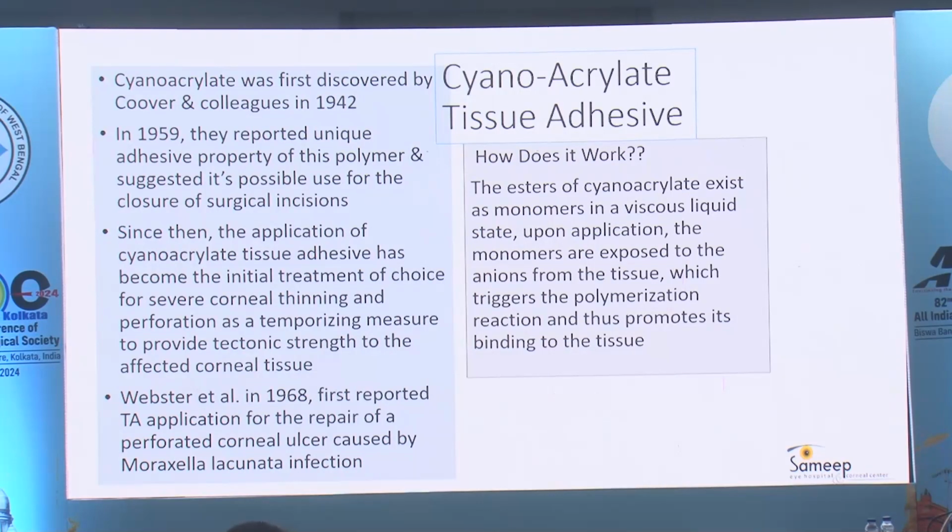So how does it work? The esters of cyanoacrylate exist as monomers in a viscous liquid state. Upon application, the monomers are exposed to anions from the tissue, which triggers the polymerization reaction, and thus it promotes binding to the tissue.